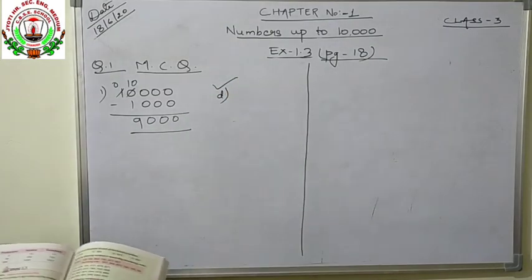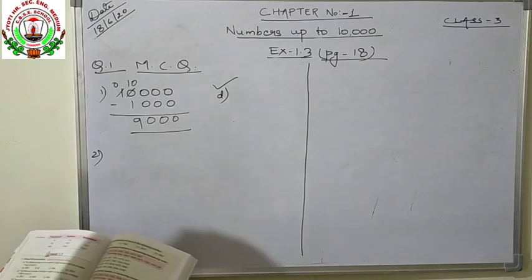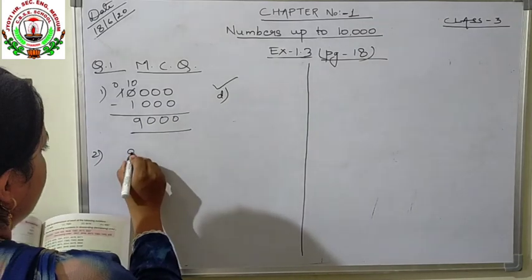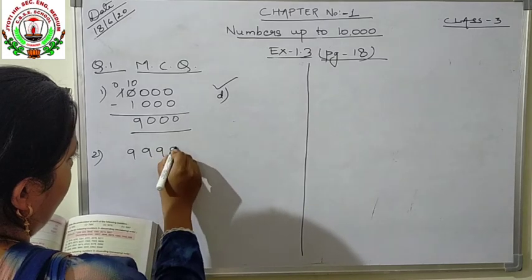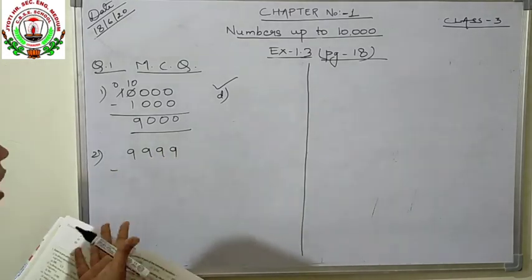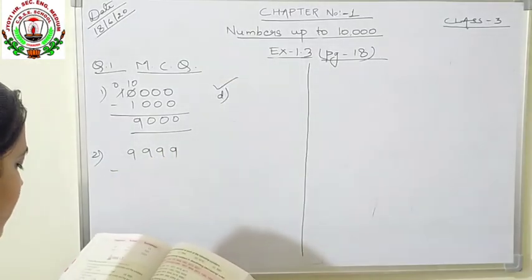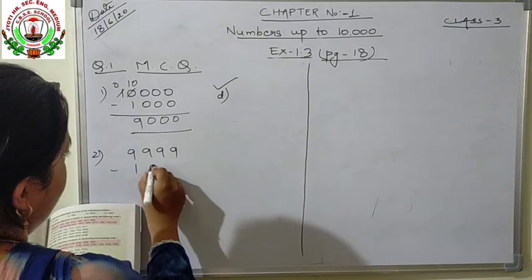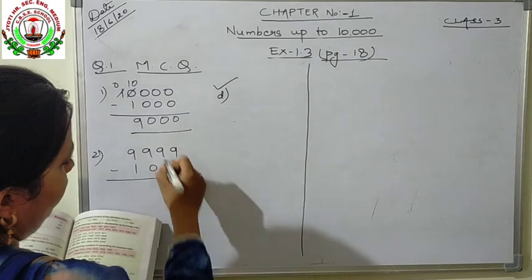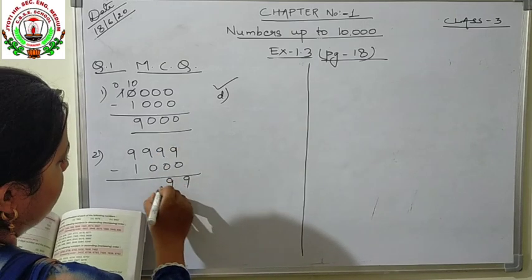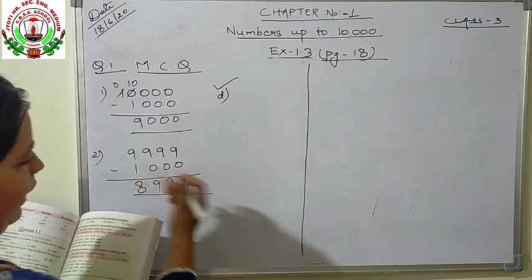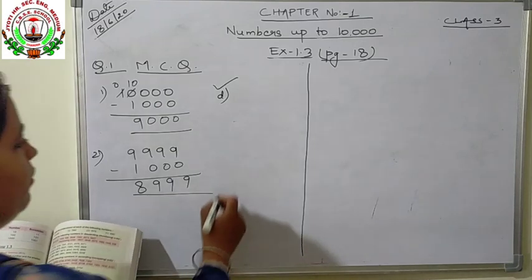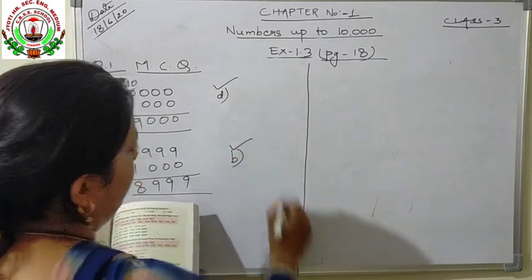Next is number 2. The difference between the largest 4-digit number and the smallest 4-digit number. The largest 4-digit number is 9,999. Difference means you have to make a subtract sign. The smallest 4-digit number is 1,000. You have to find their difference. What will be the answer? The answer is 8,999. It is given in option B. So you will tick that option B.